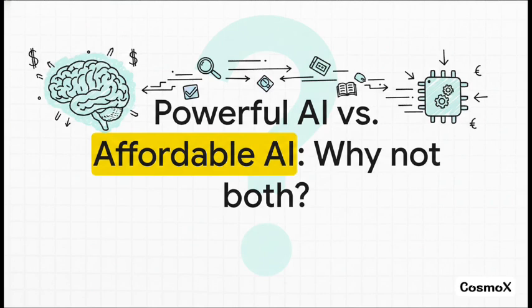Right, so if you're a developer, you know this dilemma. It's the classic choice. Do I go for the cutting-edge, state-of-the-art model that costs a fortune every time I run it? Or do I stick with a faster, cheaper local model that just can't hack it on the really tough domain-specific stuff? It always feels like a compromise. But what if it didn't have to be?